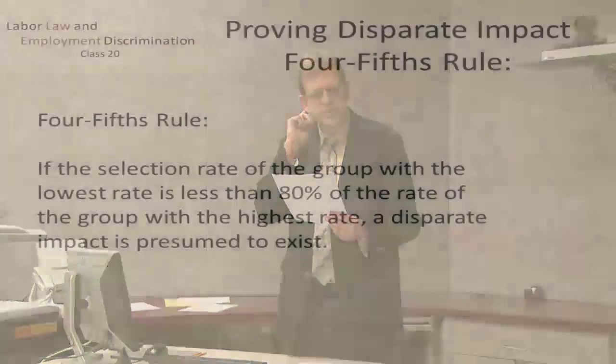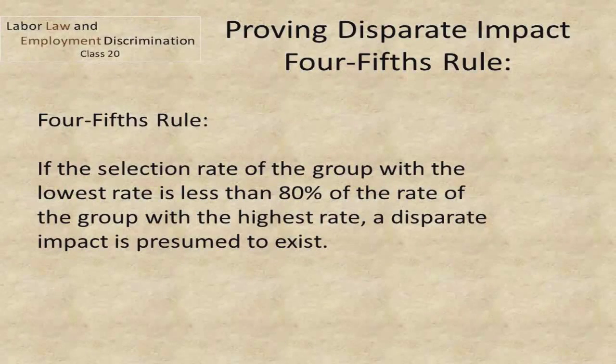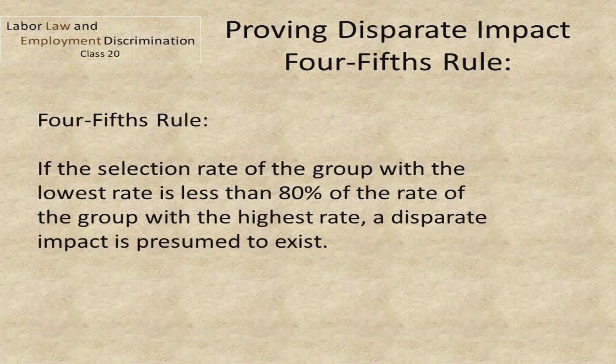Here's what the 4/5 rule says. Let's talk about this as if we're hiring people, because that's where it's going to come into play. If the selection of the group with the lowest rate is less than 80% of the rate of the group with the highest rate, a disparate impact is presumed to exist.